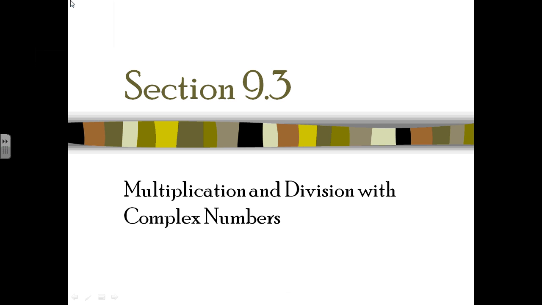All right, so now we get to talk about multiplying and dividing with complex numbers. As you can imagine, if we have two complex numbers and we want to multiply them together, it's kind of like having two binomials. So we can use our FOIL process to multiply those together.